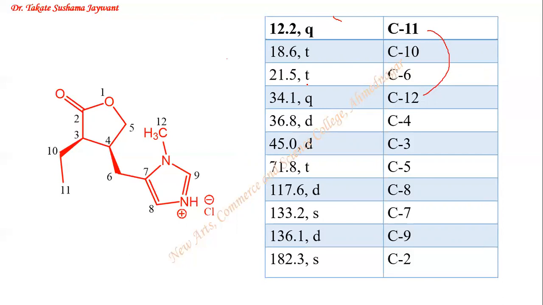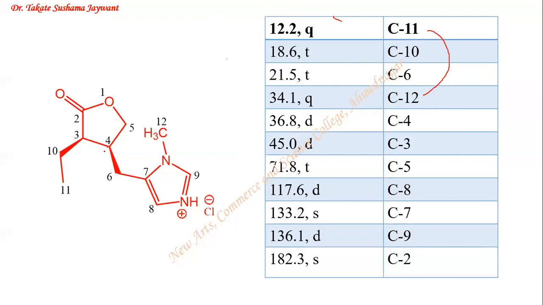21.5 triplet. Now I have to choose among the remaining carbon atoms. So C6 and C5, if you compare, you will notice that C6 is shielded methylene as compared to C5. So the 21.5 triplet corresponds to the C6 methylene group. Next signal is 36.8 doublet, that is because of the C4 carbon atom.